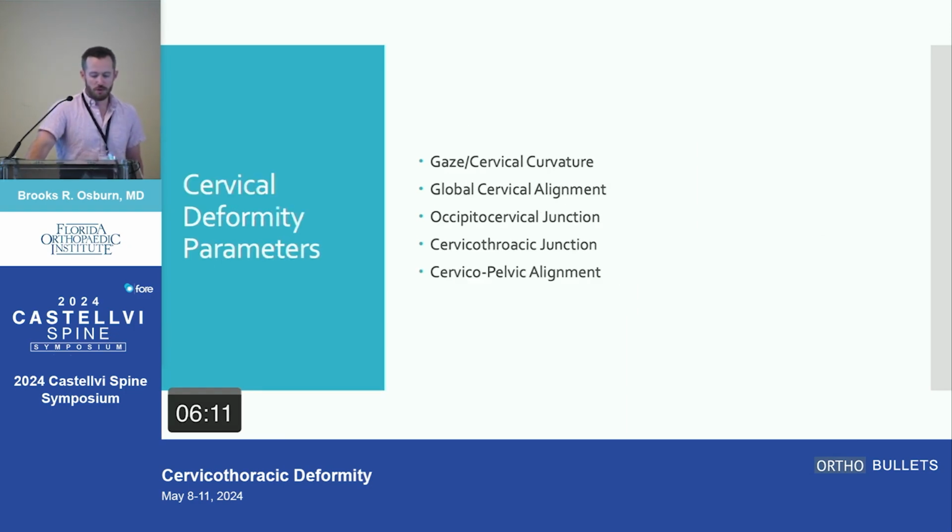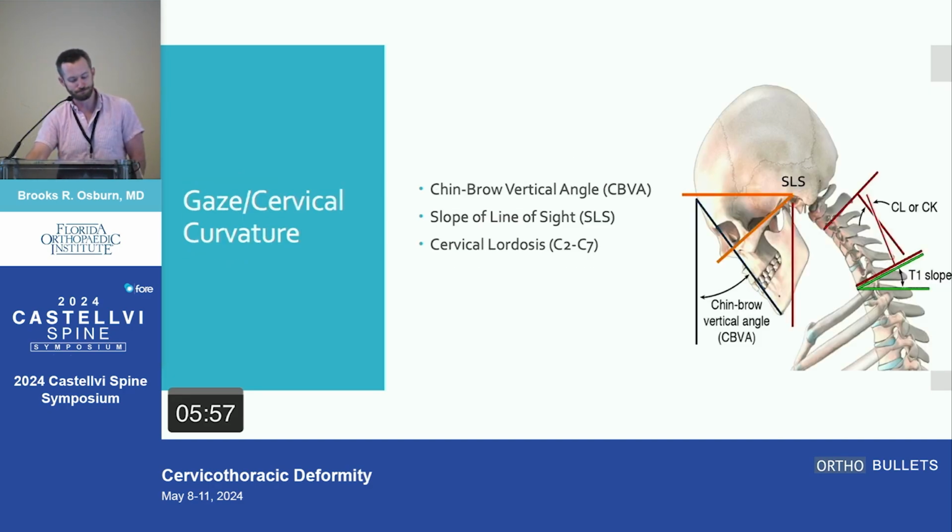So the deformity parameters can be broken down into 5 kind of generalized categories. So you have your gaze and cervical curvature, your global cervical alignment, occipital-cervical junction, cervicothoracic junction, and then your overall alignment of your cervical-pelvic alignment. So we'll start with the first one, gaze and cervical curvature.